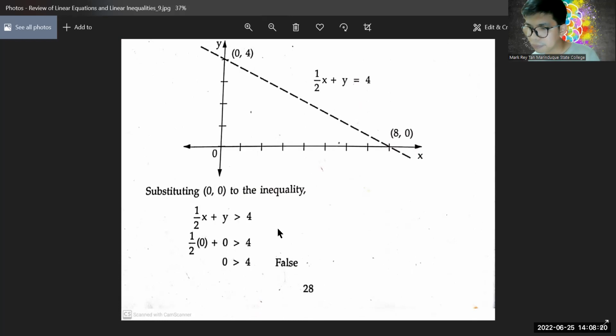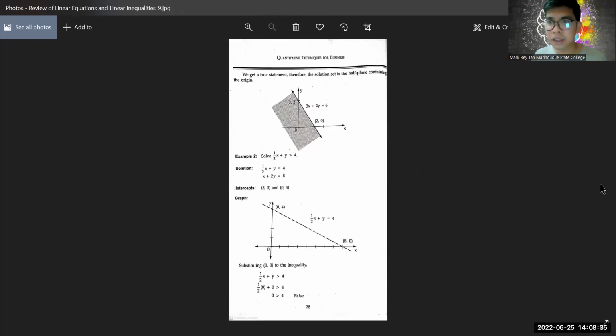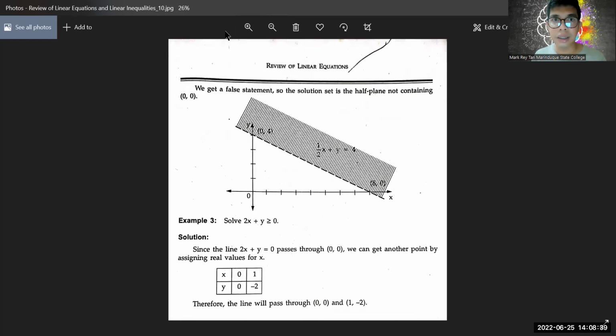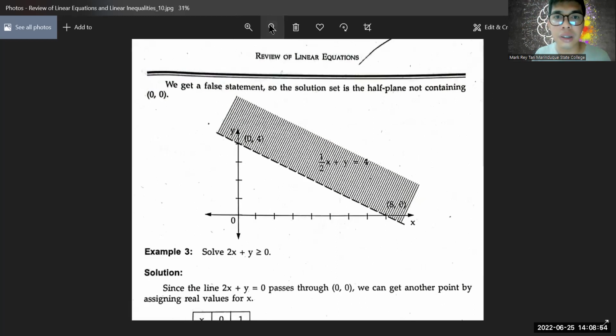Since this is not true, yung pag-shade natin pakabila, hindi kasama yung origin. Kaya kung titingin tayo sa next page, ayun. So ito ang ating final answer. We got a false statement, so the solution set is the half plane not containing 0, 0. Ayan, that's it class. So yan yung ating discussion for linear inequalities in two variables.